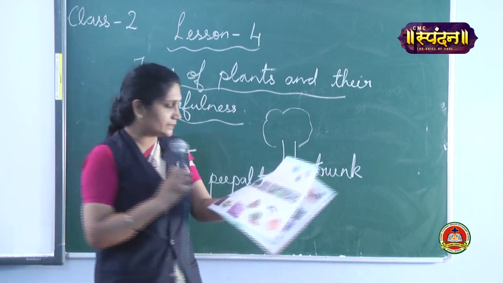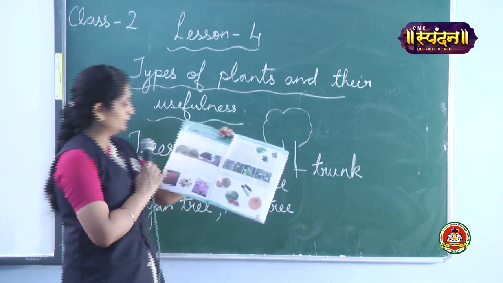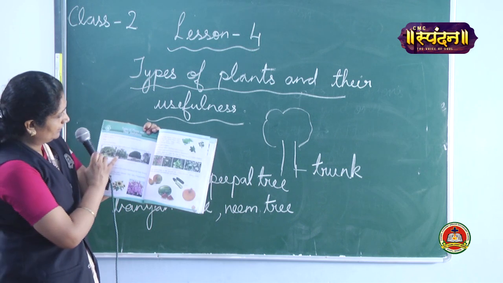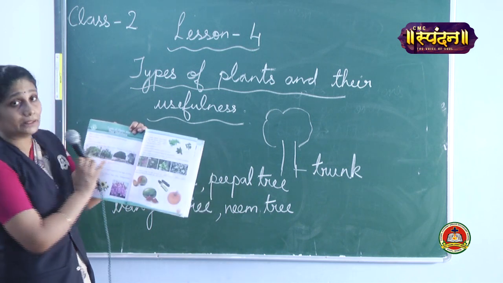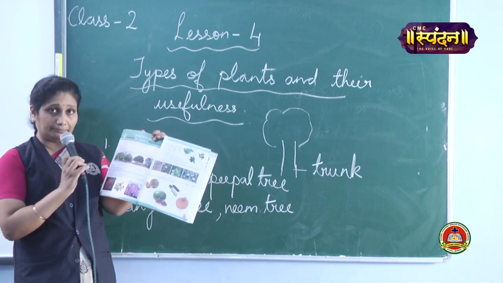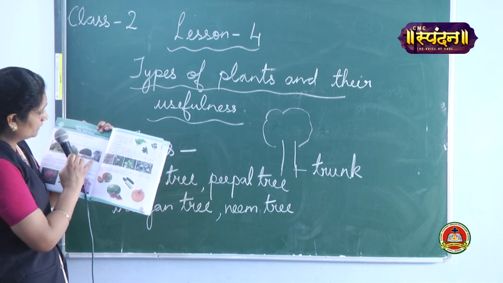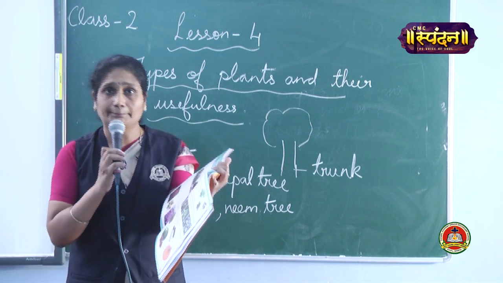So, this is a banyan tree, children. This is a banyan tree. This is a mango tree. This you can see the third one, neem tree. In your houses, there may be neem tree. Now, this one is pine tree. In hilly areas, we can see the pine tree.